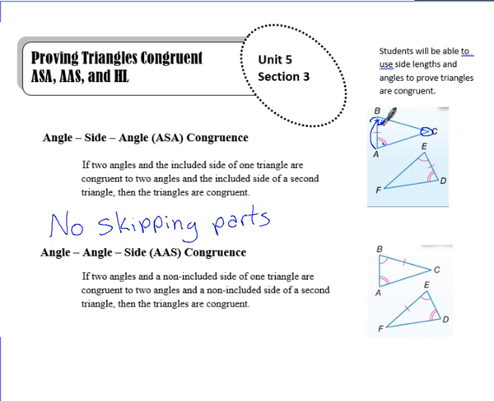The next one is angle, angle, side. So it's kind of the same idea, except this time instead of having the included side, we're going to have a non-included side. So we have our angle, and a side. Now notice I skipped this side, but I pick up with an angle, so that's okay. And then I pick up with a side. I wouldn't want to go around this way because I'm skipping a side and I'm skipping an angle. You can't skip two things together like that. So this would be angle, angle, side.